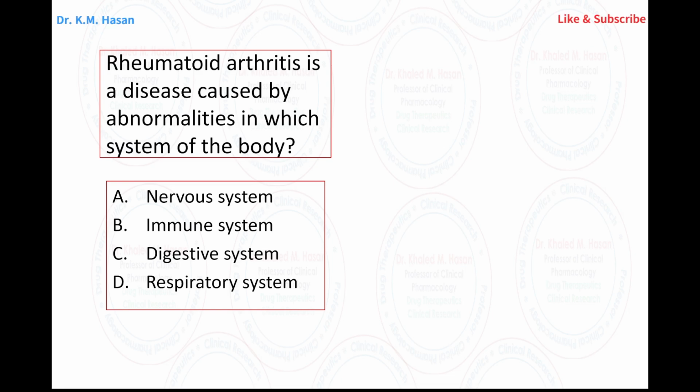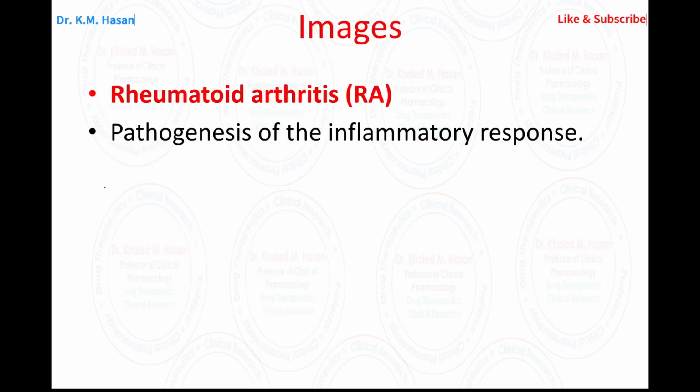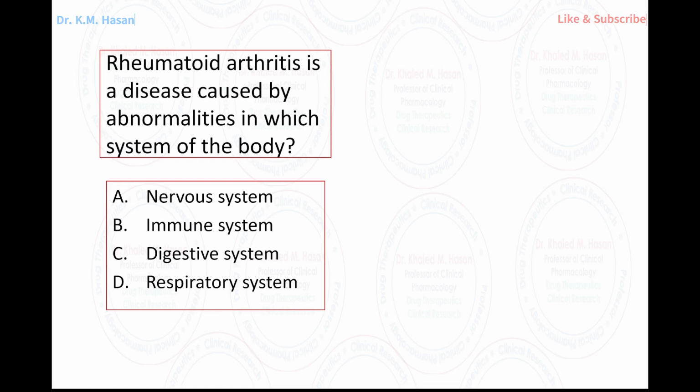Here, a kind of active learning. We have a multiple choice short question. Rheumatoid arthritis is a disease caused by abnormality of which of the following systems in our body? Which system will be involved? Nervous system, immune system, digestive system, or respiratory system. I would like to know your answer in the description box below, in the discussion, and it's open for everyone to answer this question here. Which abnormal system is involved in rheumatoid arthritis?